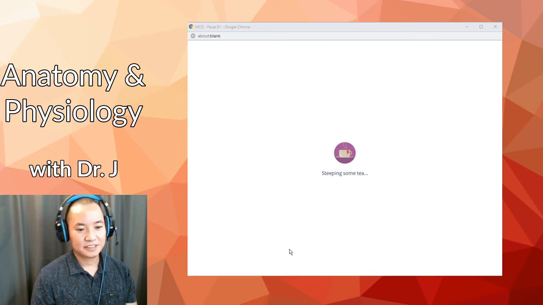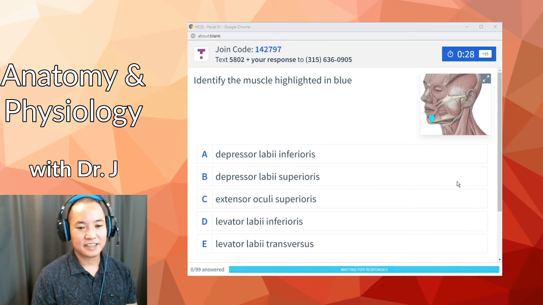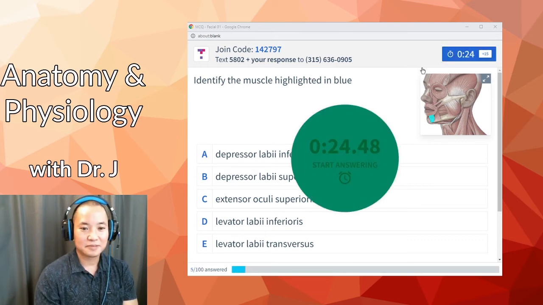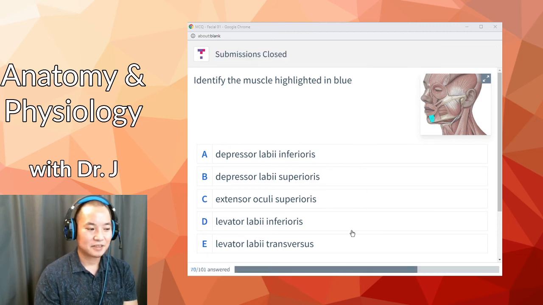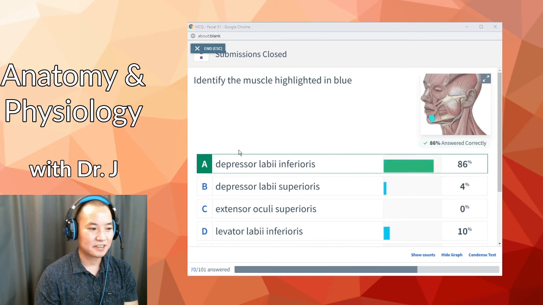In the next question, identify the muscle highlighted in blue. This will be the last for this current series. I think it's a lot better than when I used to just go through the muscles, so try to test your knowledge. Okay, lock in those answers. All right, let's see what most of you said. Most of you said depressor labii inferioris, and most of you are correct.